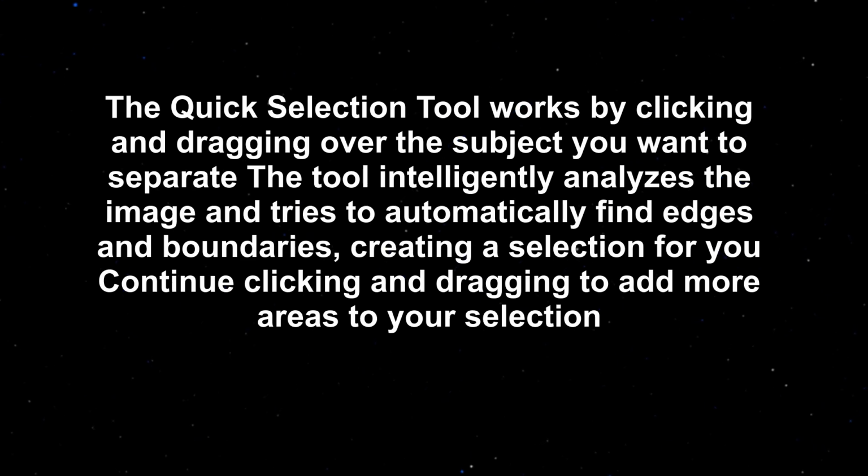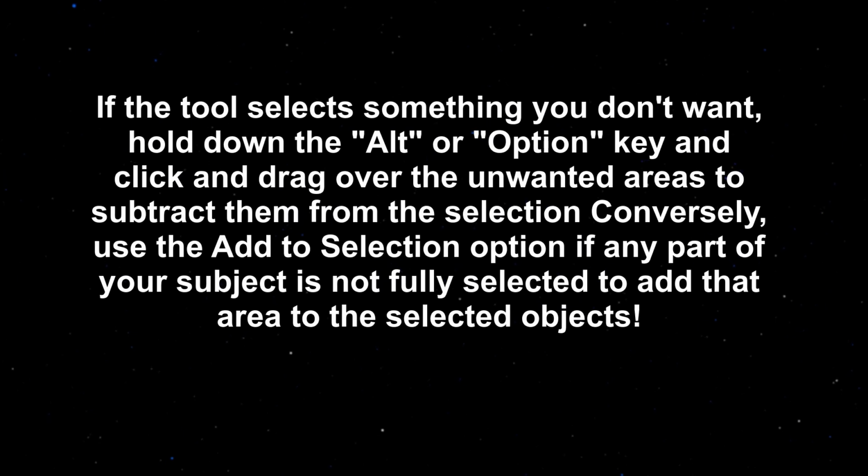Continue clicking and dragging to add more areas to your selection. If the tool selects something you don't want, hold down the Alt or Option key and click and drag over the unwanted areas to subtract them from the selection. Conversely, use the Add to Selection option if any part of your subject is not fully selected to add that area to the selected objects.